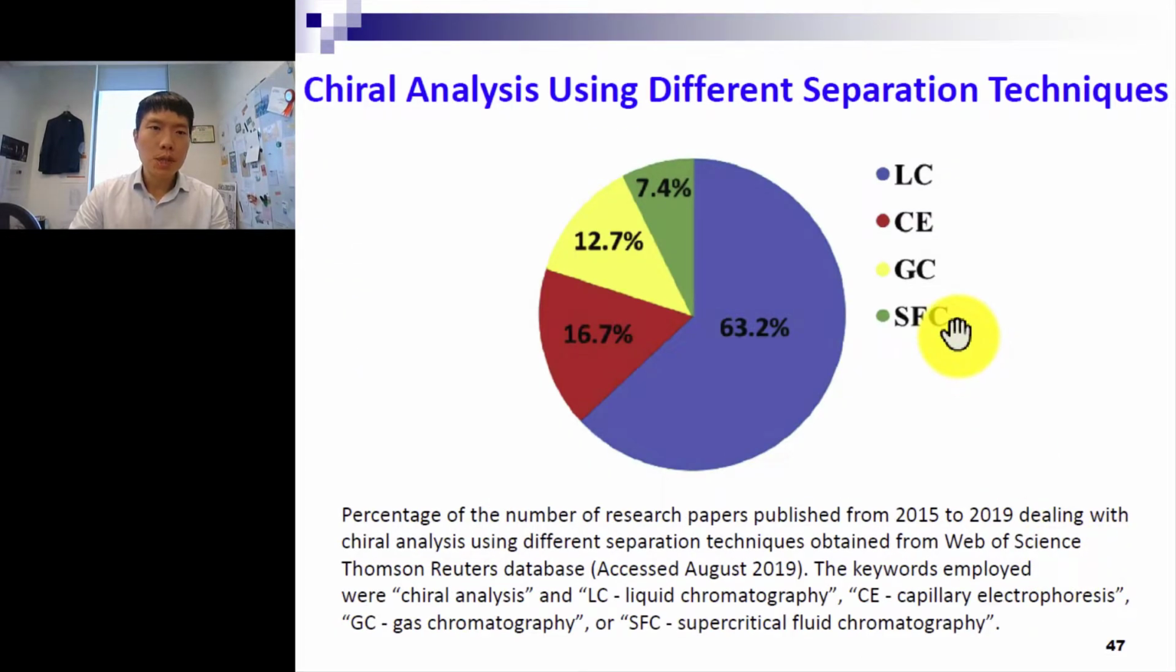Here we see the different chiral analysis techniques used for separation. You can see LC, liquid chromatography, one of the lowest cost, still has a high proportion. GC is 12.7%, CE is a bit more, and of course you have SFC, in this case supercritical fluid chromatography. So we can tell that it is also, in a way, conditioned by the cost involved.